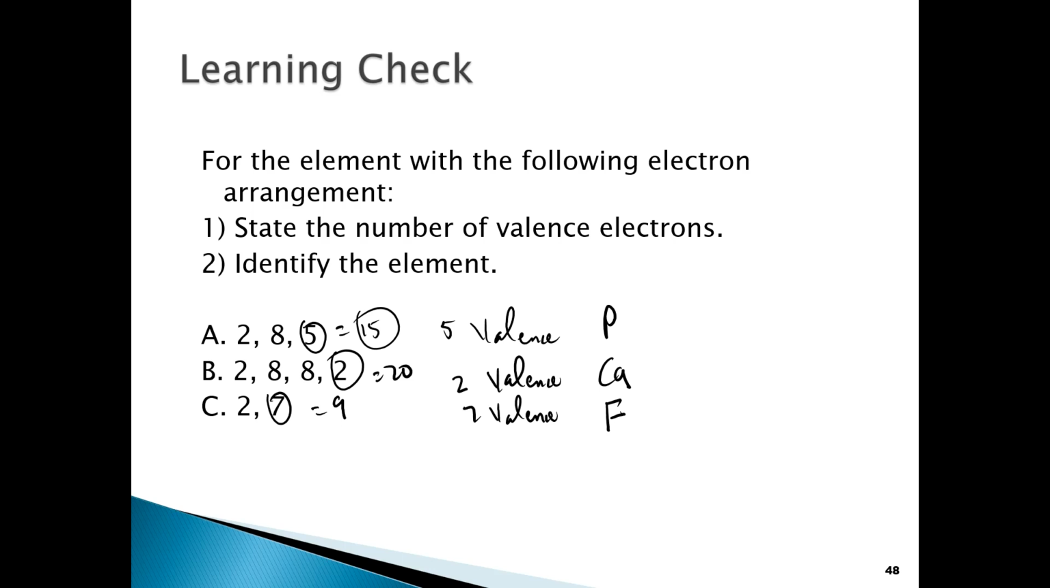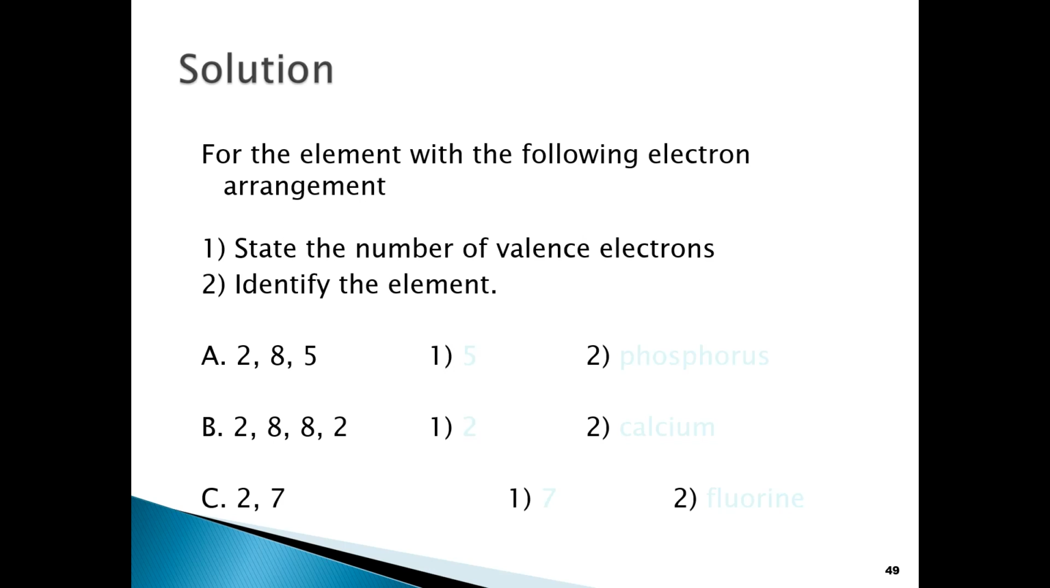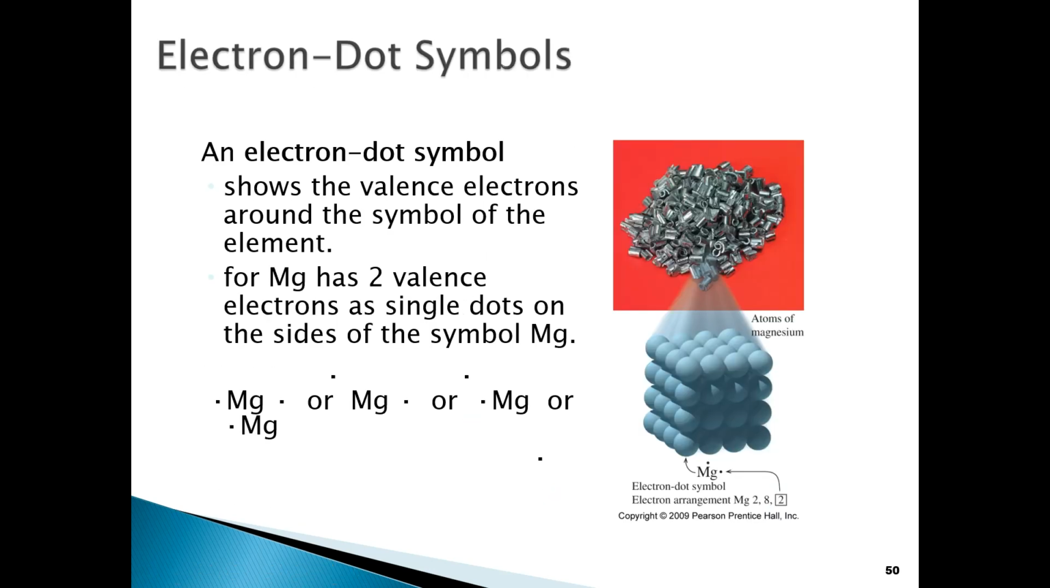All right. The next slide is basically the solution. So this is just answering the questions that I just did. Okay, so I'm going to stop here. The next thing we're going to talk about is what we call electron dot symbols, also known as Lewis symbols.